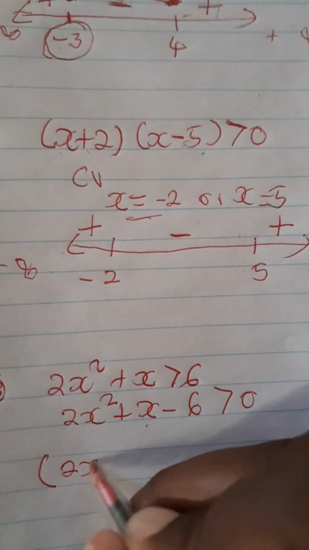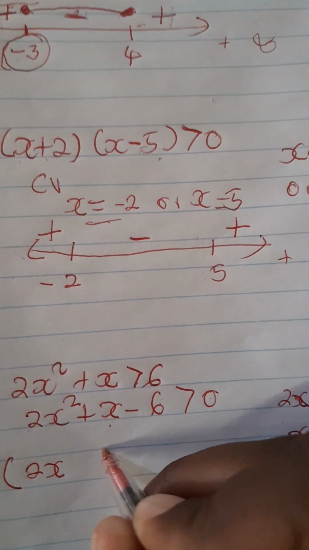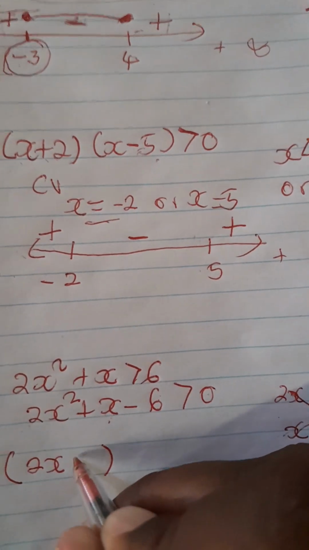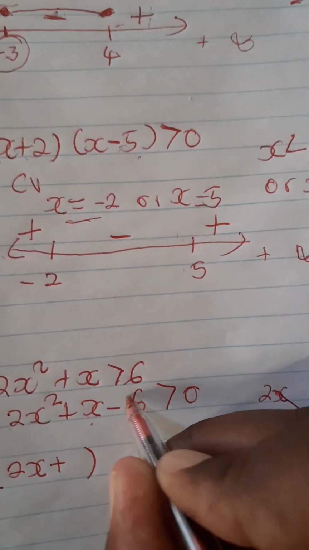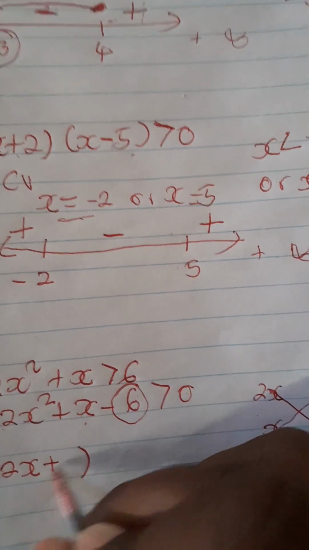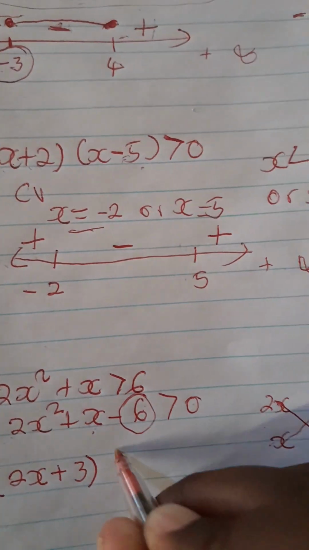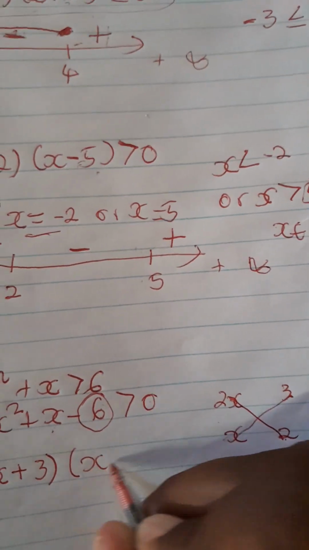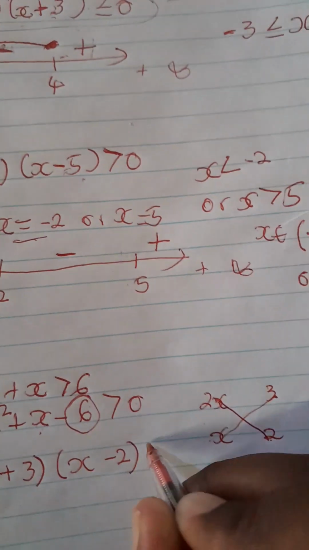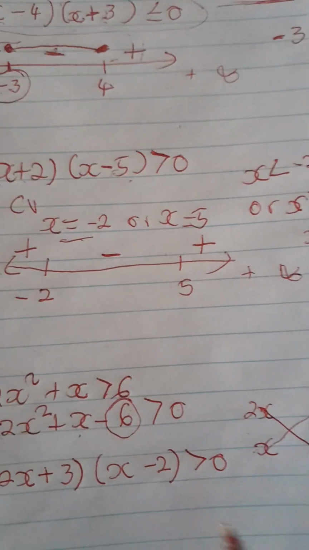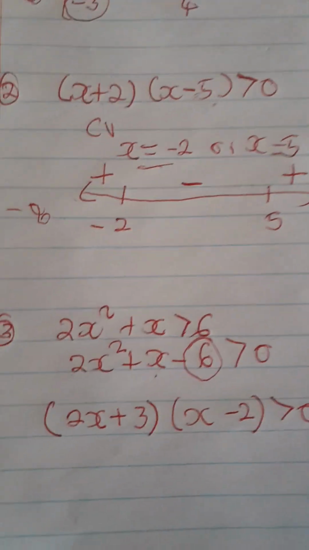Actually, they are correct. So let's factorize. It's going to be 2x as well as x, plus and minus, because the last sign is a negative sign, so the signs will be different. So we are going to have 2x plus 3 as well as x minus 2, which is greater than 0. Right.